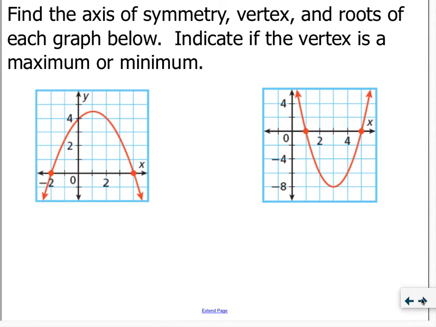So let's do this for a moment. Let's take a look for the axis of symmetry, the vertex, and the roots of each graph below. And then tell me if it's a maximum or a minimum too. Do the one on the left first.